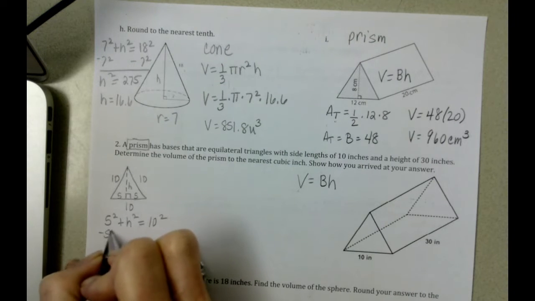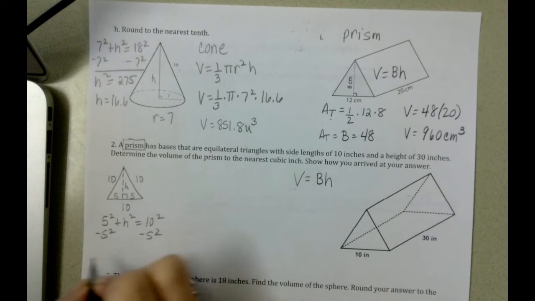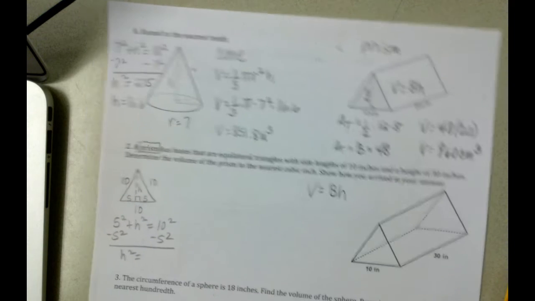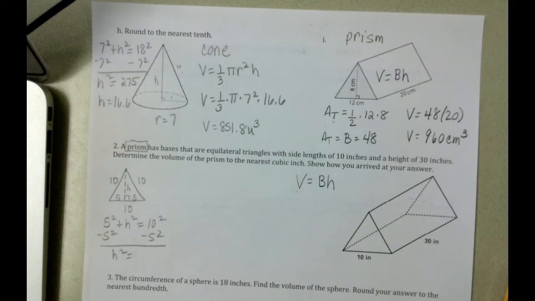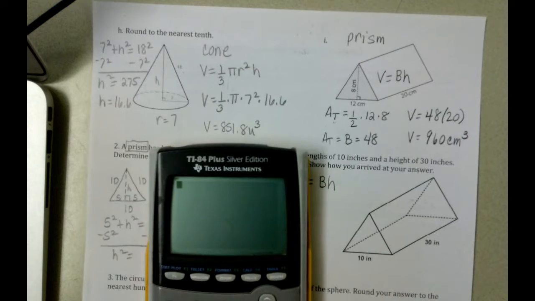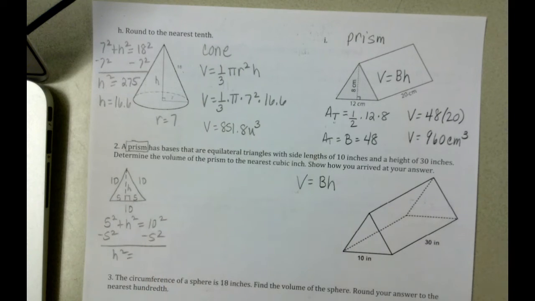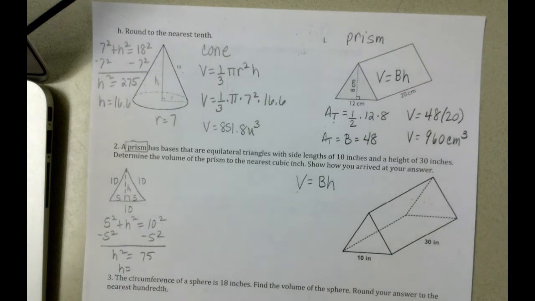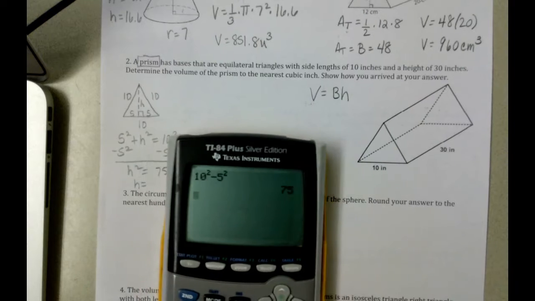We can subtract 5 squared from both sides. We get h squared equals, nope, got to see it, right? 10 squared minus 5 squared, which is 75. And then I'm going to squeeze it in here. We have to take the square root of 75. And when we take the square root of 75, we get 8.66.